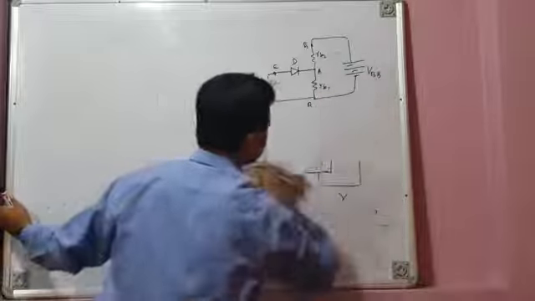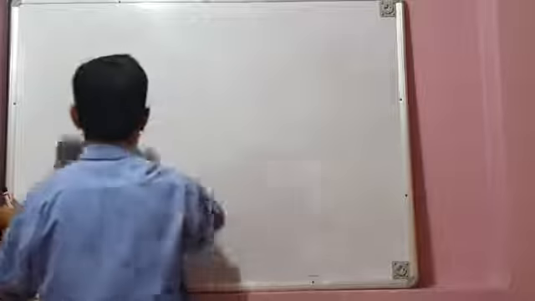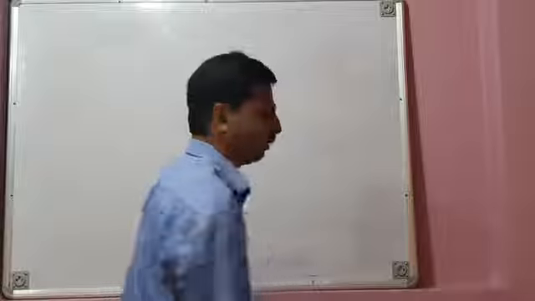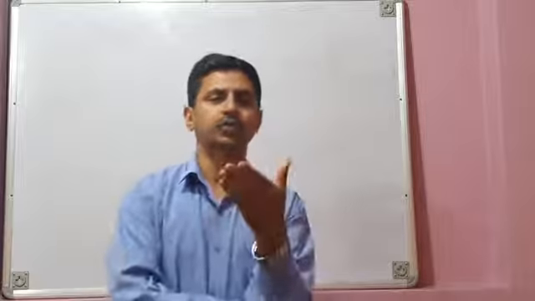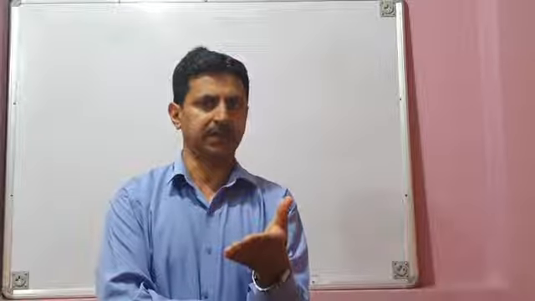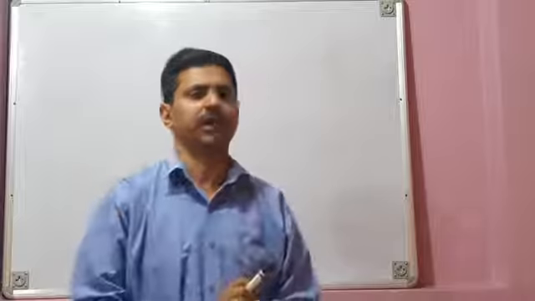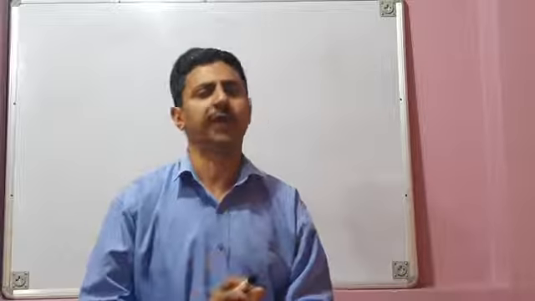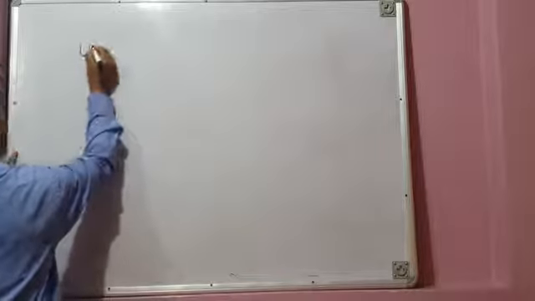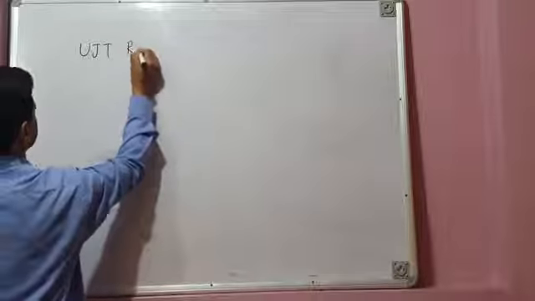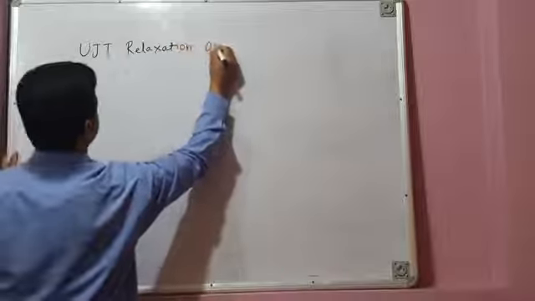Now, where does this UJT find its applications? This UJT can be used as a firing circuit for the firing of thyristors, SCRs and triacs. We can use this UJT as a relaxation oscillator. As a relaxation oscillator, it generates a train of control pulses or firing pulses, which can be used for firing of SCRs and triacs. So let us now discuss the UJT relaxation oscillator.